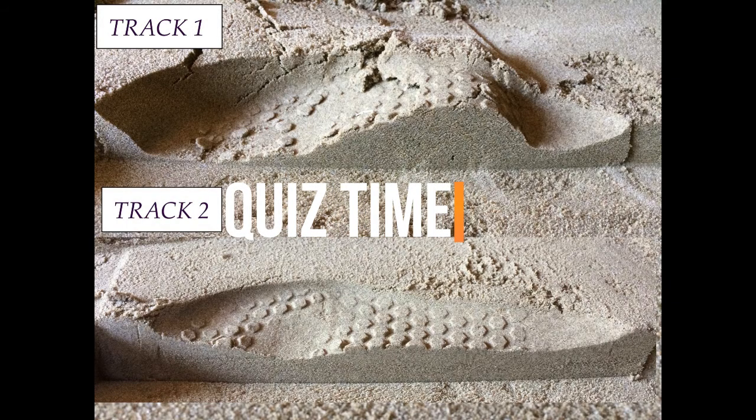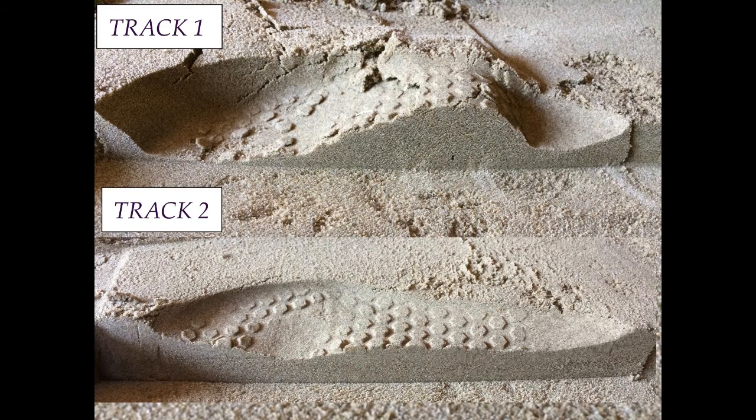Now it's quiz time. In this photo, you'll see track 1 above and track 2 below. Both were made within minutes of each other, but both are made from completely different gaits on completely different track lines. In fact, one is a slow jog, one is a fast walk. Now, the only thing these two tracks have in common is that they have the exact same stride length. That's right, the slow jog was slow enough that it has the same stride as the fast walk.